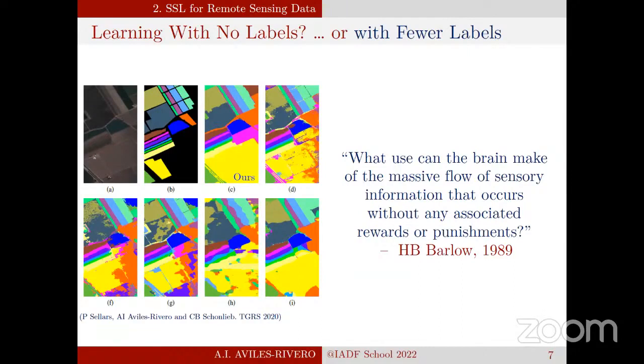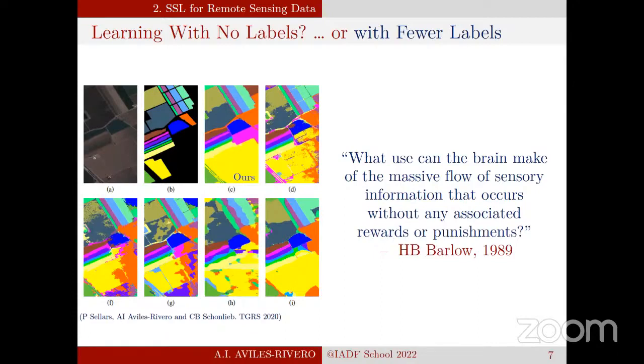But this question is not new. We have seen it in the machine learning literature and in the psychology literature for several years now. For instance, Barlow in 1989 proposed something as follows: what use can the brain make of the massive flow of sensory information that occurs without any associated rewards or punishment? So this was a question about learning with no labels, what we now know as unsupervised learning and the families of techniques around it.